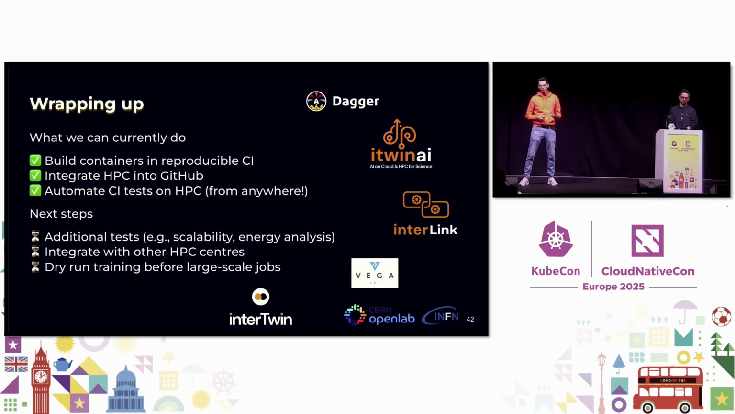Second could be integrating new HPC centers. At the moment, we've just been working with Vega in Slovenia. And the third one is pretty interesting, because the whole CI that we've been writing so far is for our code, for iTwin AI, for the abstraction layer. But we could extend this to any use case that would like to write dry-run tests for, say, machine learning training, before committing to very large jobs on HPC, which take time and where you may need to wait a lot in the queue.